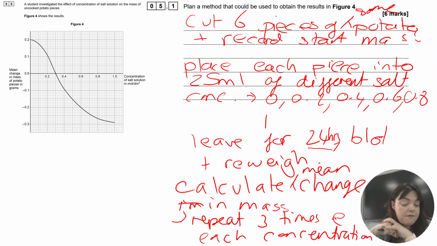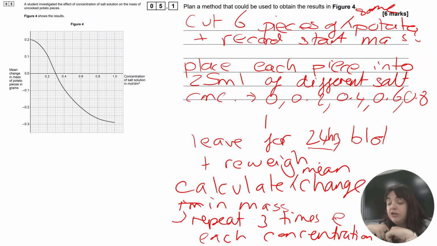Okay, however, in order to get into level 1, it must allow the determination of the change in mass for a piece of potato. So if you have not mentioned weight before and then weight after, you can't even get level 1. Okay, so just be wary of that. Okay, for level 3, which is your 5 and 6 marks, it must allow the production of the graph in figure 4. So you need to mention the concentrations.